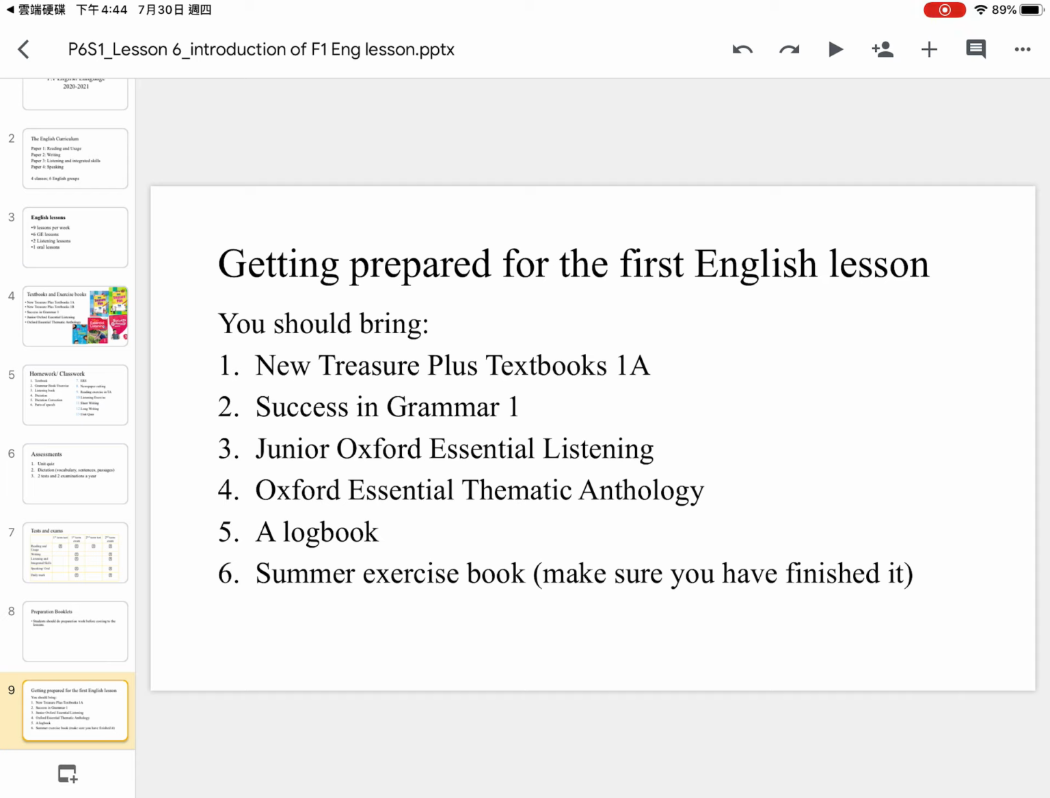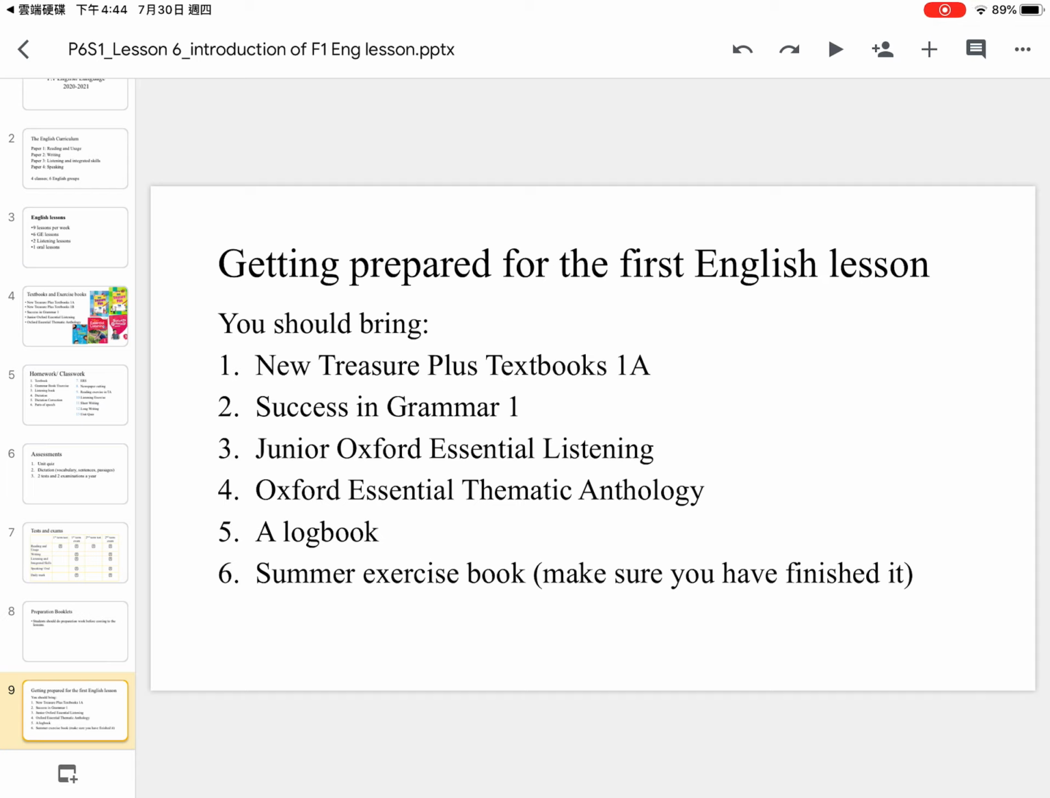And then you make sure that you have bought number 2, Success in Grammar, the grammar book, the listening exercise, and also the thematic anthology. We'll need the logbook, or sometimes we call it a notebook. You can buy your own logbook first, all right? But we ask all the students to keep their own logbook.